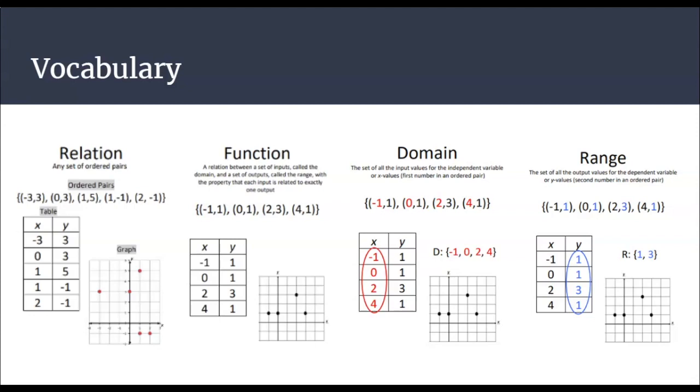A function is a relation that has all unique x values. Remember, the domain is the set of x values. The range is the set of y values. Remember that in both domain and range, you must list those values in order from least to greatest, and you do not need to write any duplicate values.